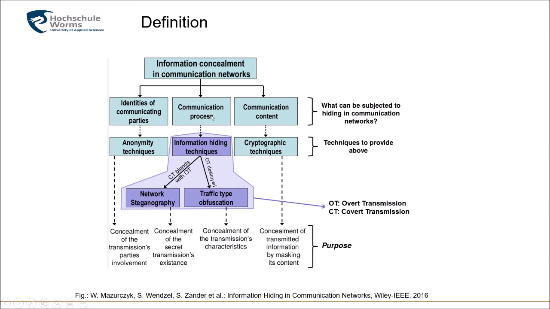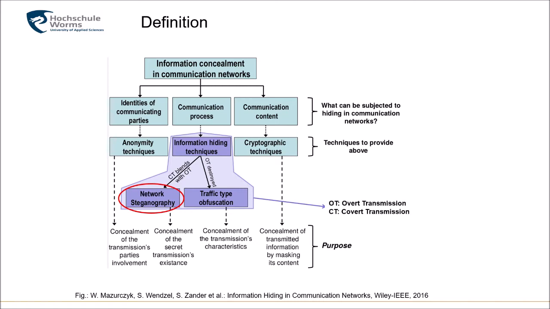in two different ways. First of all, one can let the covert transmission blend with the overt transmission. That's network steganography. And the other one is that we destroy the overt transmission, so the actual transmission, by obfuscating the traffic type, which leads to the concealment of the traffic's characteristics. However, we will focus only on network steganography.